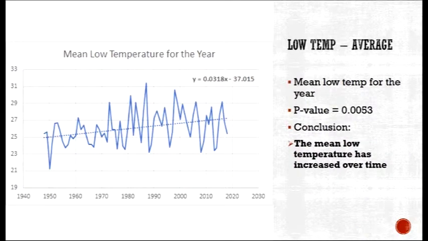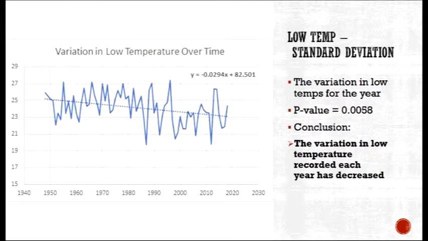The graph shows the mean low temperature of the year. The mean low temperature has increased over time. The graph shows a variation in low temperature over time. The variation in low temperature recorded each year has decreased.